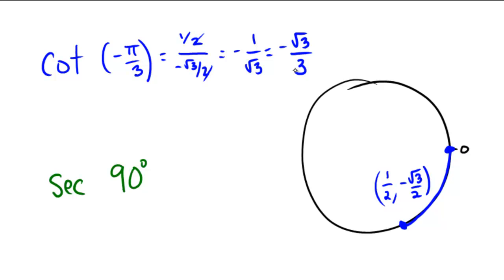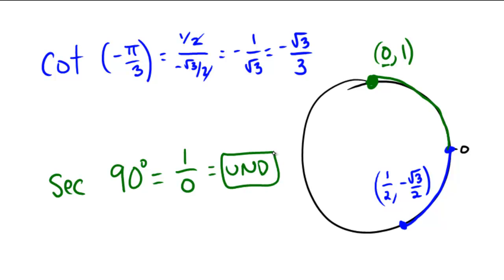Final problem. Did you get secant of 90 degrees? 90 degrees is located up here at the top of the circle. The coordinates there are 0, 1. And the secant is the reciprocal of the cosine value. The cosine is 0. So here we want the reciprocal of 0, or in other words, 1 over 0. And of course, this is undefined. So the secant of 90 degrees is undefined.